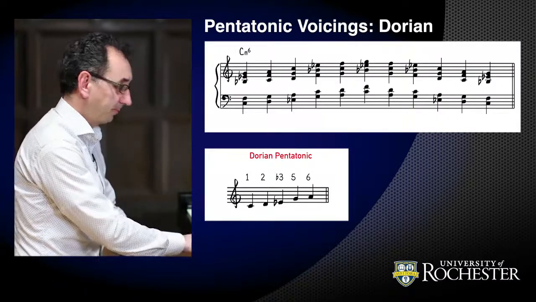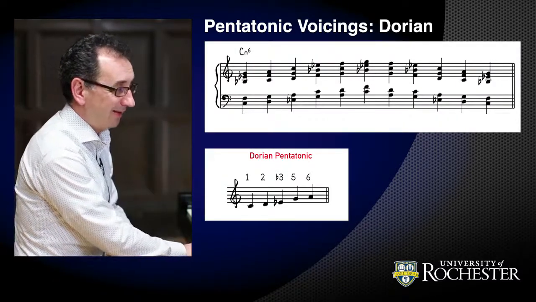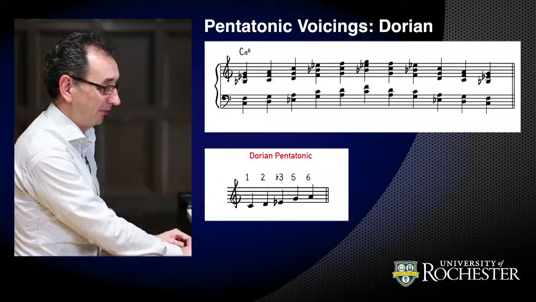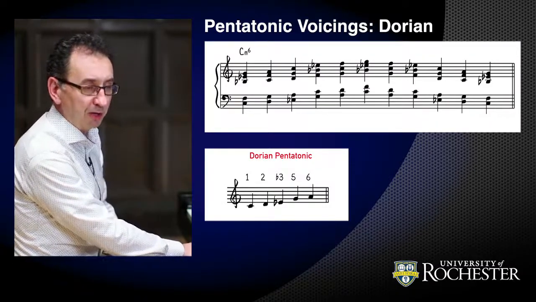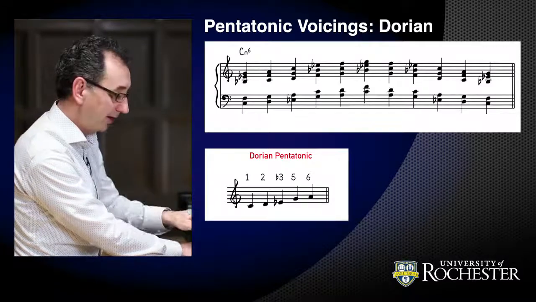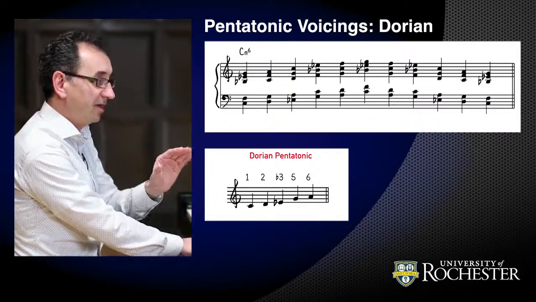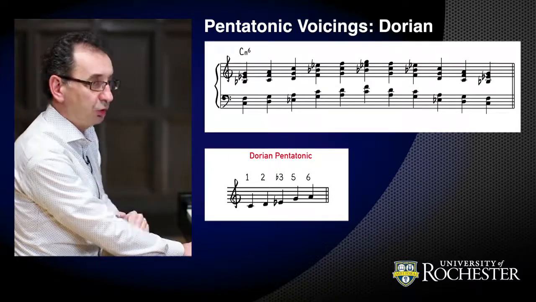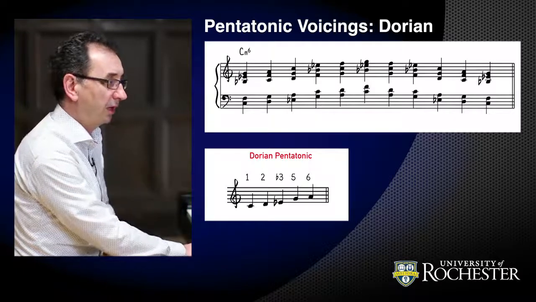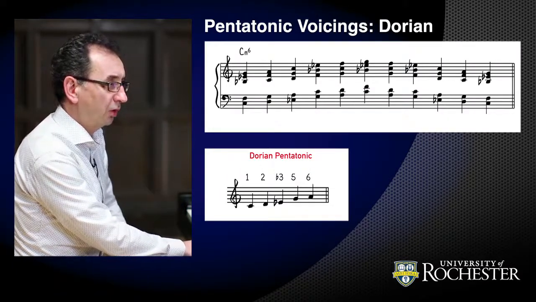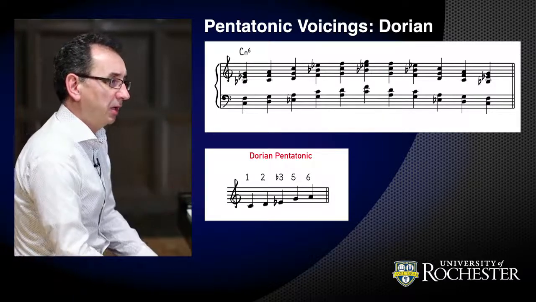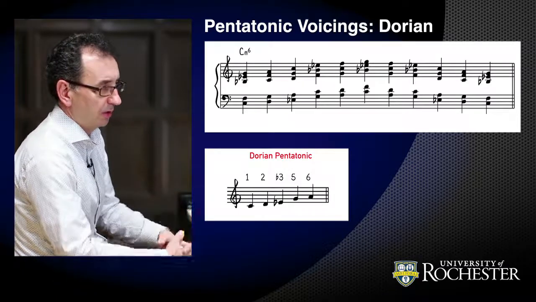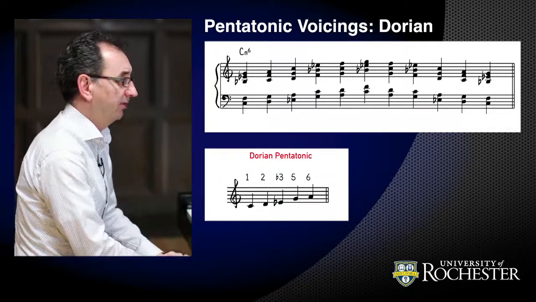Given the Dorian pentatonic shown on the screen, the reason why this particular collection is called Dorian pentatonic is because, first of all, it's minor, and the Dorian mode is minor. And the main characteristic of the Dorian mode is the presence of the natural six, beauty mark, as we kind of call it, right? Natural six. So that pentatonic collection utilizes the most important pitches from the Dorian mode. So we will use that pentatonic to generate yet another collection of voicings that we can use in conjunction with our minor pentatonic voicings.